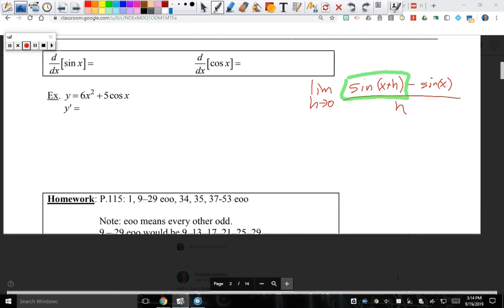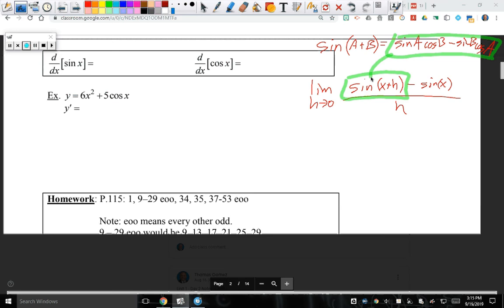Is it just cosine? No. So sine of a plus b, remember in trig? It was sine of a cosine of b, minus sine of b cosine of a. Do you all remember that? Okay. It's been a while since we've done this identity.